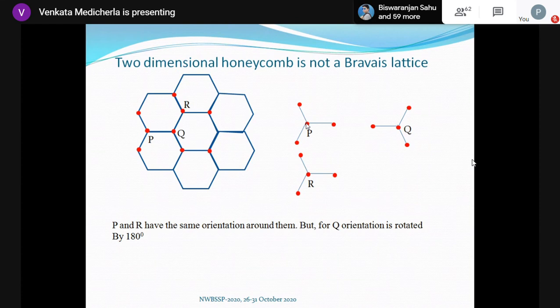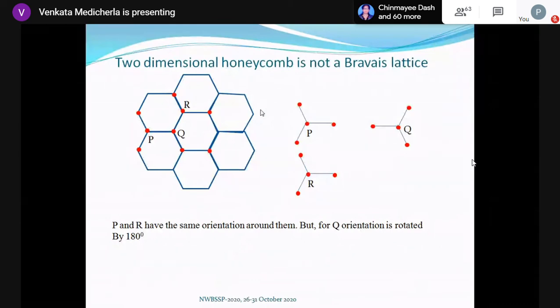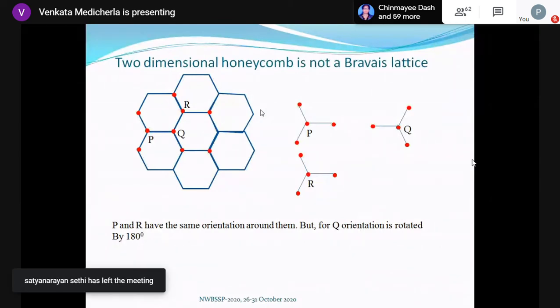Because of this reason, the two-dimensional honeycomb is not a Bravais lattice. It's not only P; you can take any points P, Q, R, it doesn't matter. You will always find that adjacent points are not in the same orientation. Any two adjacent points you take always have different orientations. That's how the structure is.